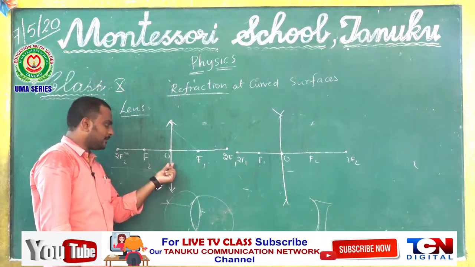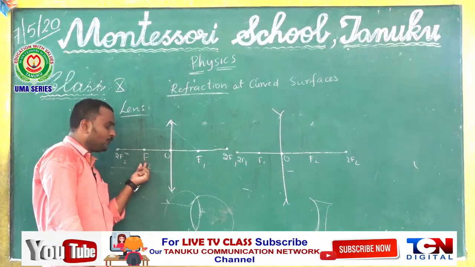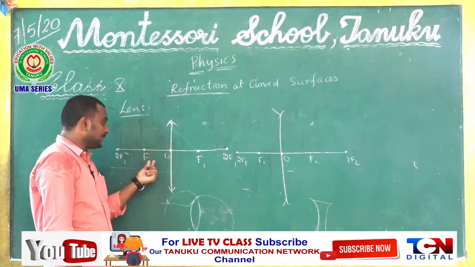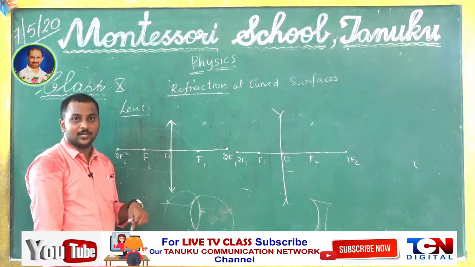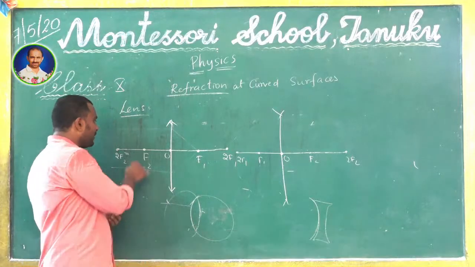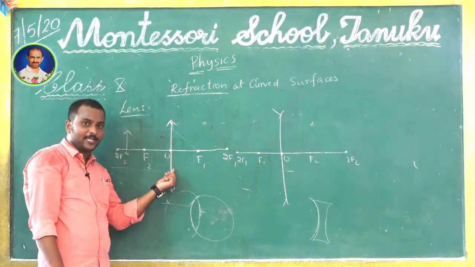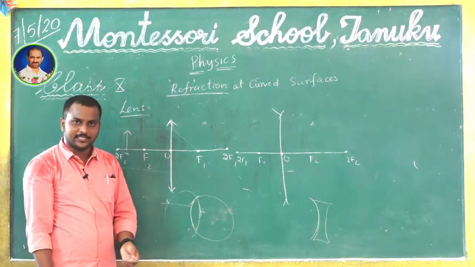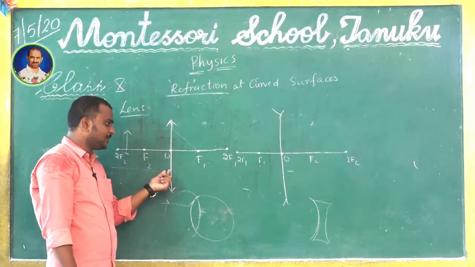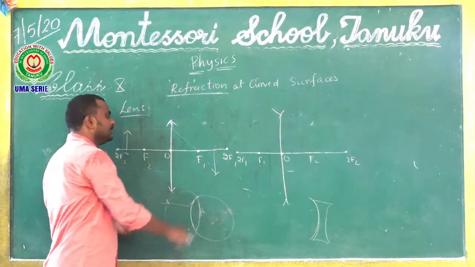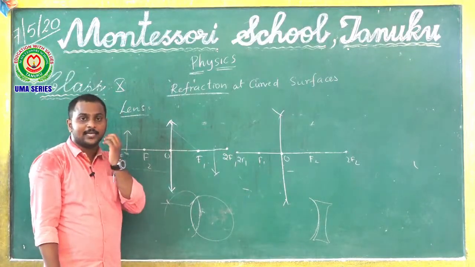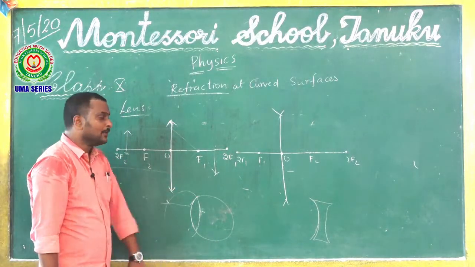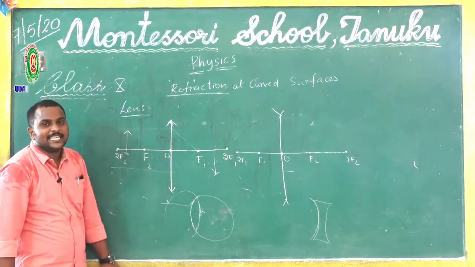So these are the parts of the lenses. The distance from the optical center to the focus is called the focal length. The distance between the optical center and the center of curvature is called the radius of curvature. If I place an object here, the distance between the optical center and the object is called the object distance, and if the image is formed here, the distance between the optical center and the image is called the image distance. Okay. And we have some sign convention rules.